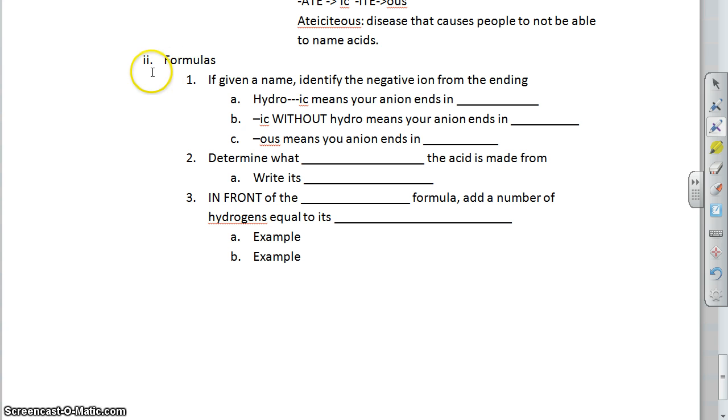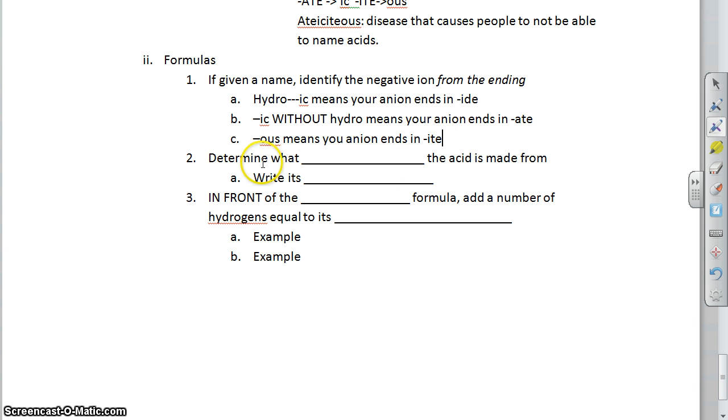Doing a formula, you just work backwards. If you have a name and you need to do a formula, you go backwards. So if you're given a name, you got to identify the negative ion from the ending. That's really important. You got to recognize it from the ending. So if you have something that begins with hydro, that should be a red flag that your ion ends in ide. And if it ends in ic but does not have the hydro prefix, then that means it ends in ate.